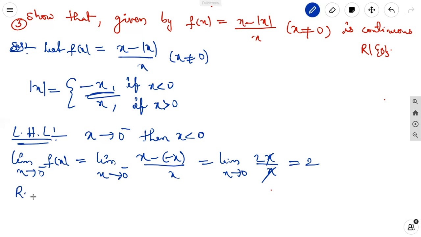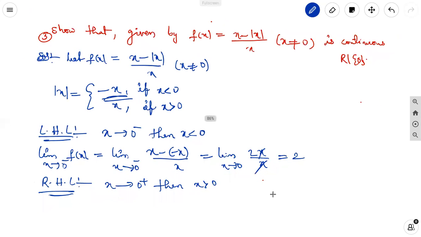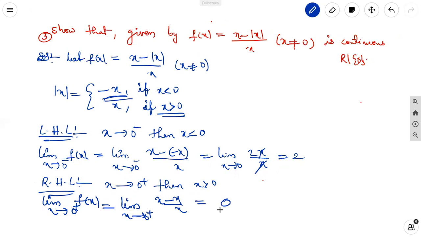Next, we find the right hand limit value. Right hand limit value means if x tends to 0 plus, then all x values are greater than 0. To find the limit of x tends to 0 plus f of x, if x is greater than 0, we take mod x as x. So it is x minus x by x. This is equal to 0.